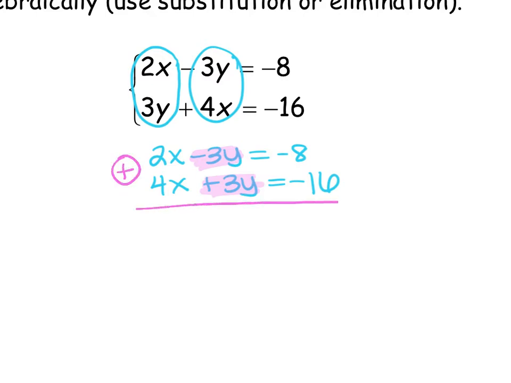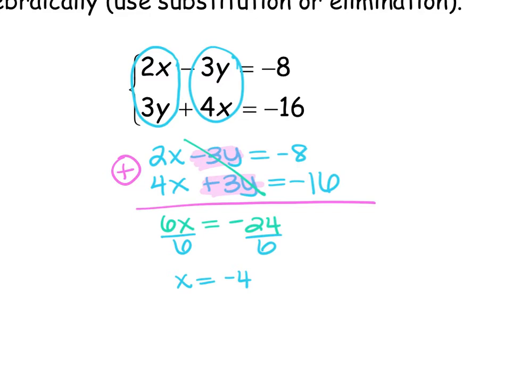So if I add everything in this equation, 2x plus 4x is equal to 6x, negative 3y plus positive 3y is going to cancel, and negative 8 plus negative 16 is equal to negative 24. To solve this, we'll divide both sides by 6, and we get that x equals negative 4.